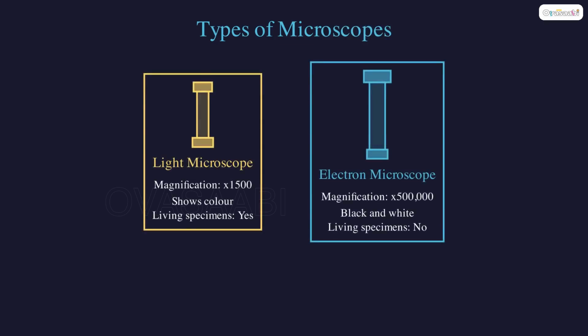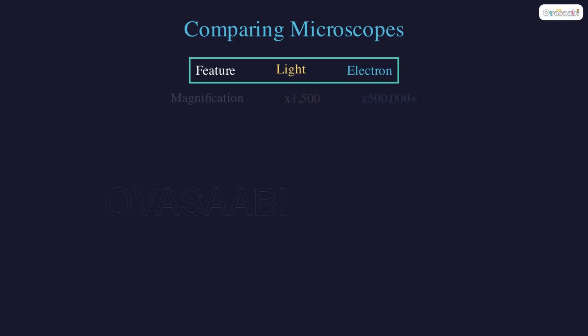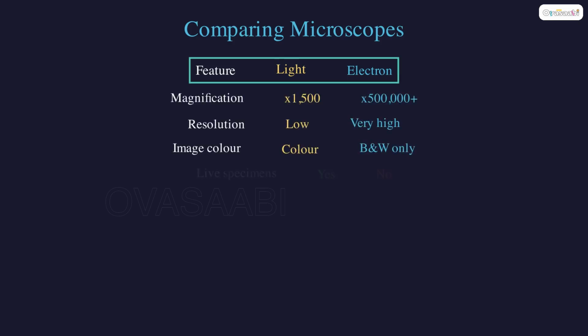There are two main types: the light microscope, which uses light rays, and the electron microscope, which uses beams of electrons. Each has different powers and uses. Light microscopes magnify up to 1500 times and show living, colored cells. Electron microscopes magnify over 500,000 times, but only show dead specimens in black and white.